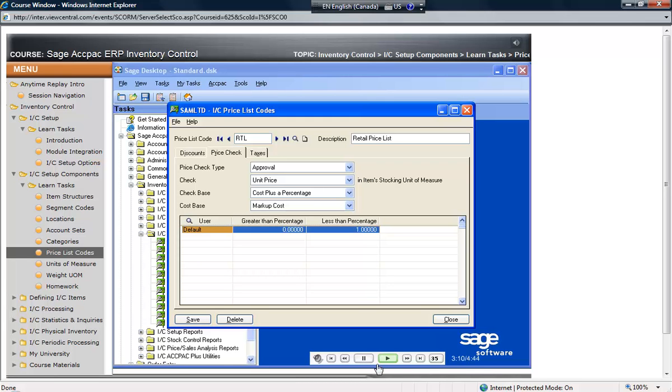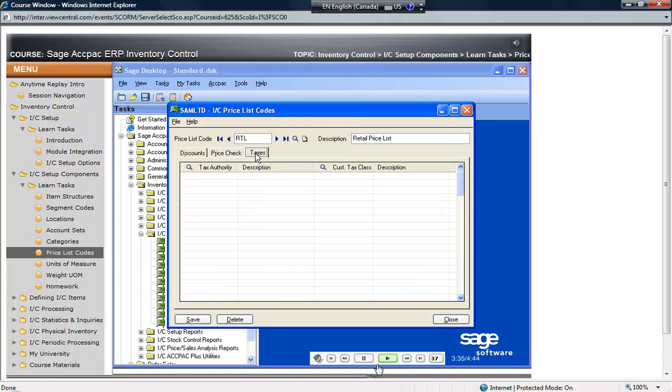The default user indicates everyone. Different users can maintain different minimum maximum ranges by entering their user ID here. The settings defined for a price check become the defaults when this price list code is assigned to an item. However, changes can be made on an item-by-item basis.